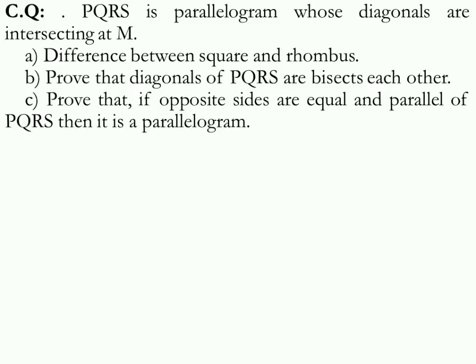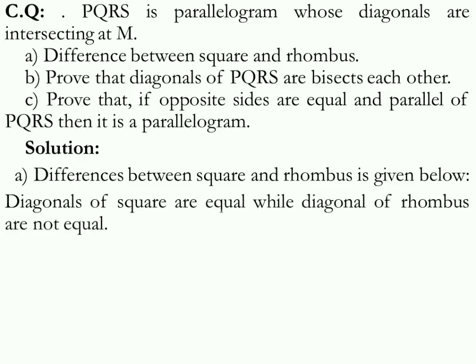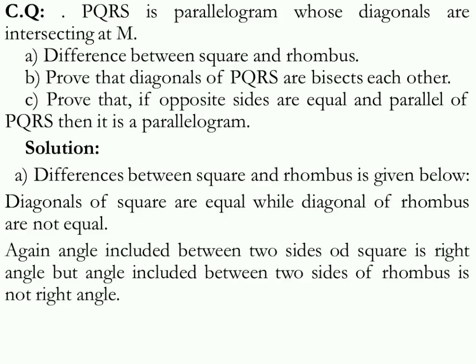So let us start the solution from A. There is a difference between square and rhombus. Number one difference: diagonals of a square are equal while diagonals of a rhombus are not equal. Second difference: the angle included between two sides of a square is a right angle, but the angle included between two sides of a rhombus is not a right angle.